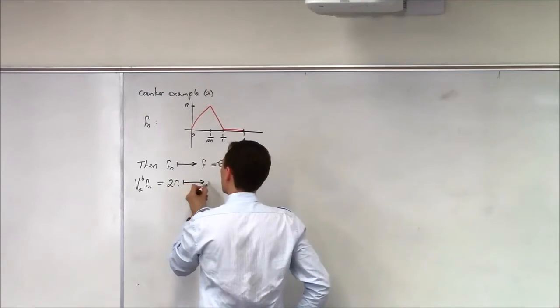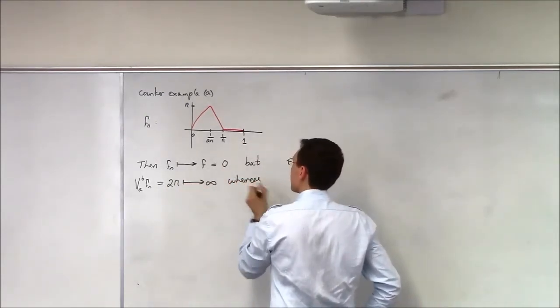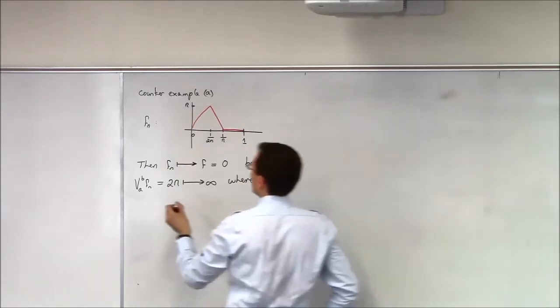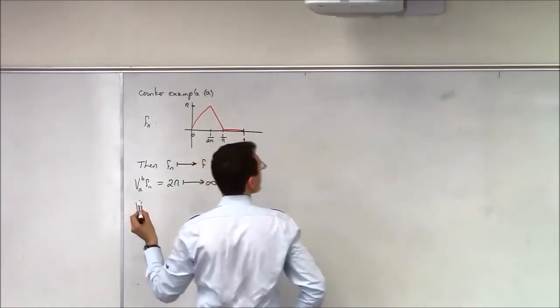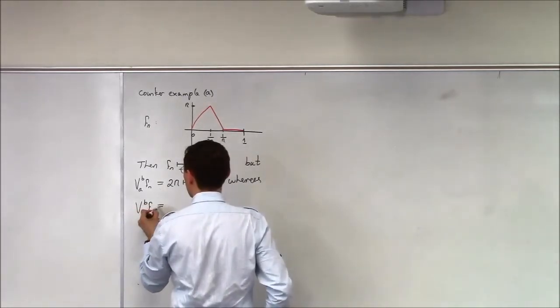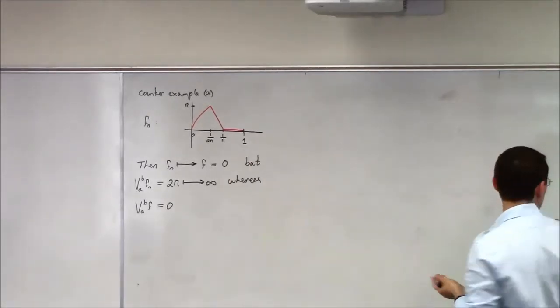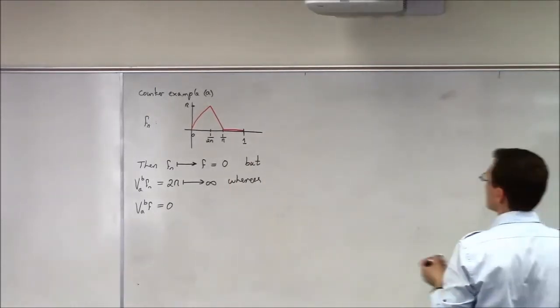So variation here is 2n, which grows to infinity, whereas the variation of f on AB is simply 0, because this is just a constant 0. Okay, so that's 1. So let's now change this.